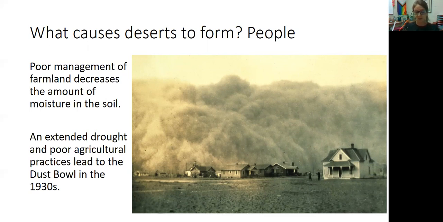So for example, the Dust Bowl in the 1930s, yes, that was a dry year, but it was exacerbated by poor farmland management from people. We made that so much worse than it would have naturally been.